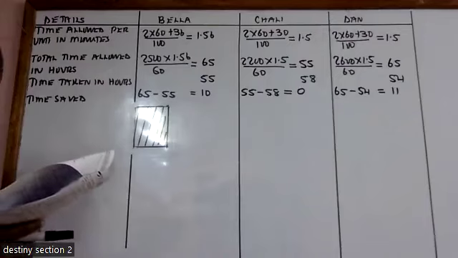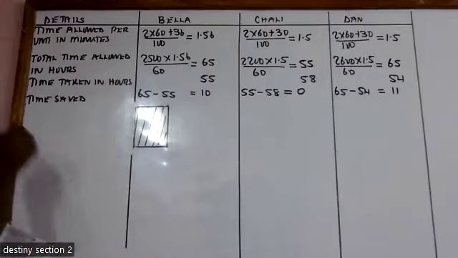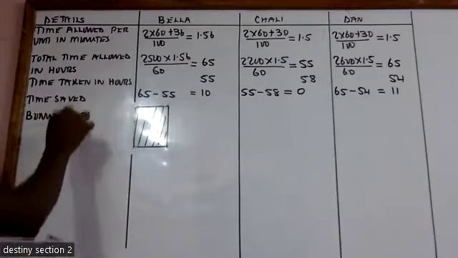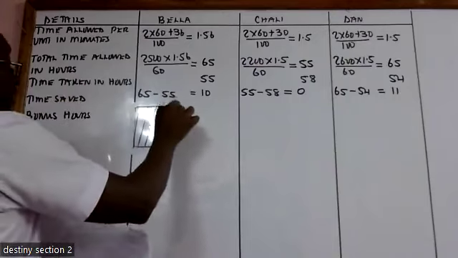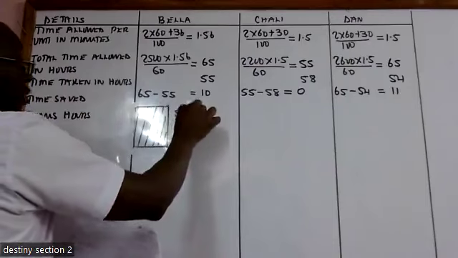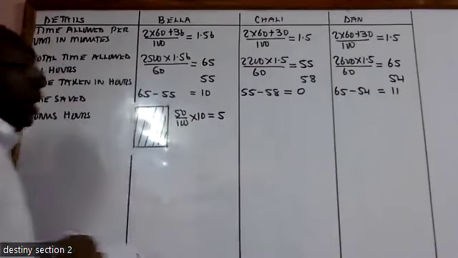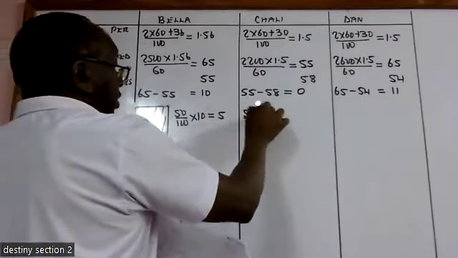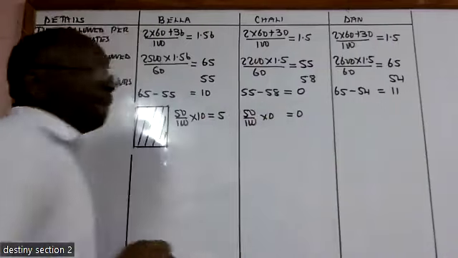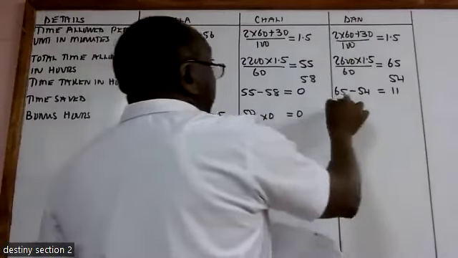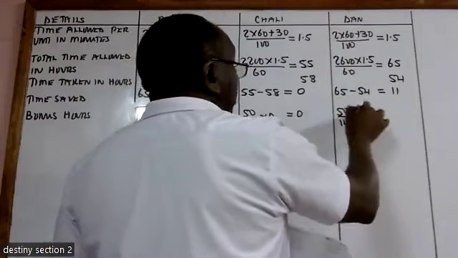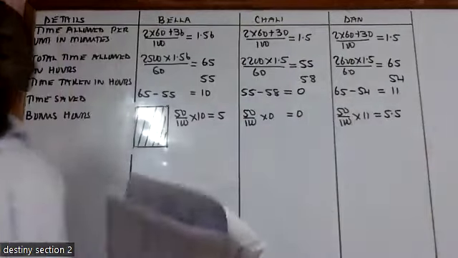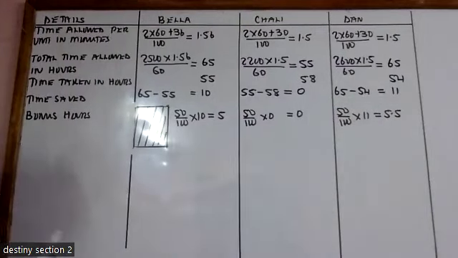Now the bonus hours will be 50% of what was saved. Bonus hours, it is 50% of what was saved. So we take 50% of 10, which is 5. We take 50% of 0, so he gets 0. Now we take 50% of 11, so he gets 5.5. So those are the bonus hours.